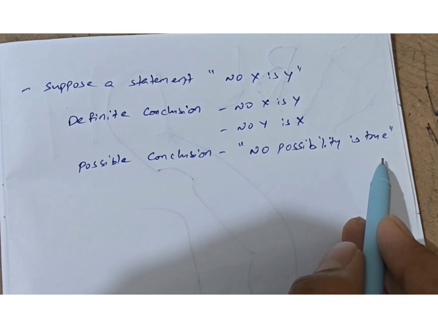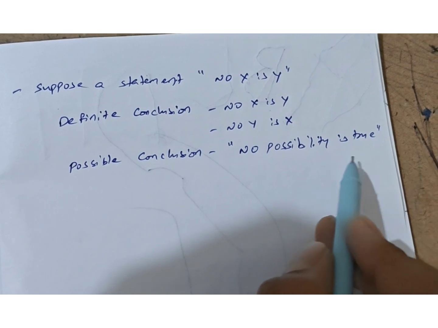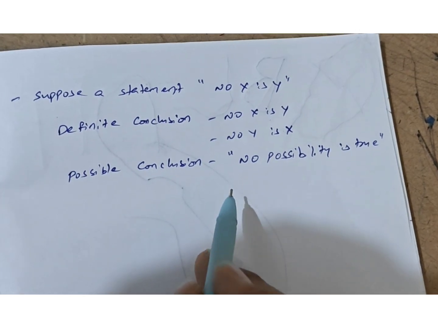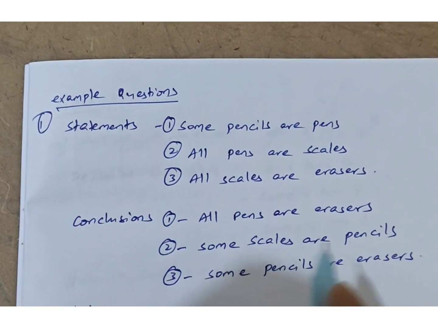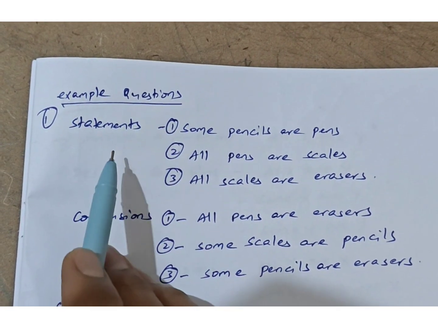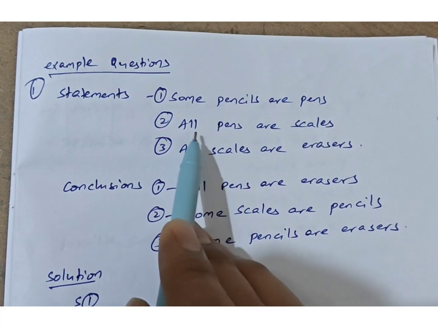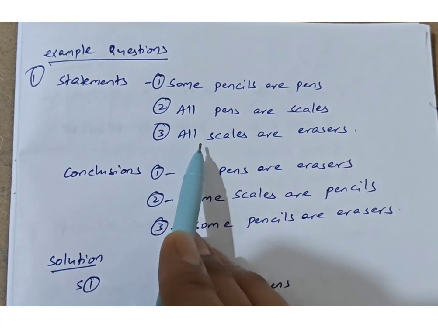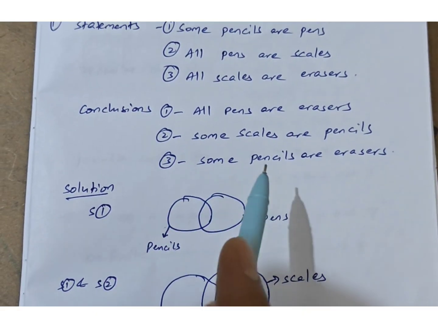Keeping all the above facts and statements in mind, let us try to solve a couple of examples here. In example 1, there are three given statements: some pencils are pens, all pens are scales, and all scales are erasers. And the conclusions are: all pens are erasers, some scales are pencils, some pencils are erasers.